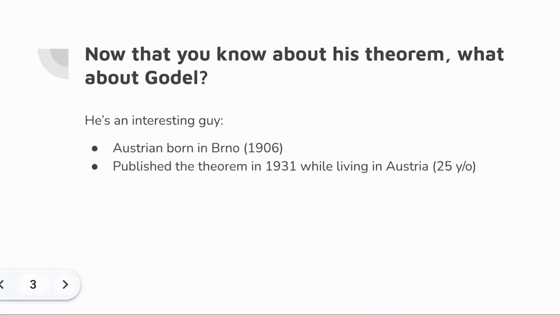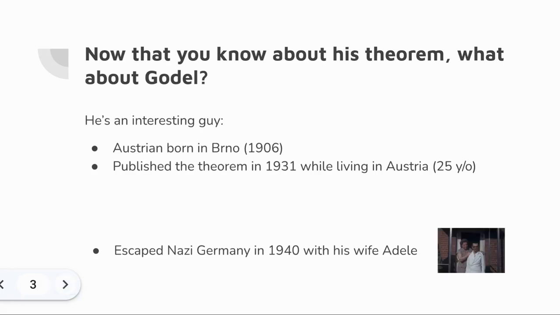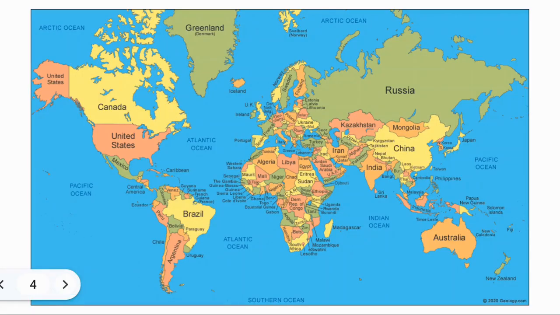He's an interesting guy. He was Austrian, born in Brno in 1906. Brno was in Austro-Hungary during 1906. Now it's in the southeastern part of Czechia. And he published his theorem in 1931 while living in Austria at 25 years old. And then in 1940, he escaped Nazi-occupied Austria, or Nazi Germany, with his wife, Adele. Here's him and his wife. They're a cute couple. There's them spinning around, dancing.